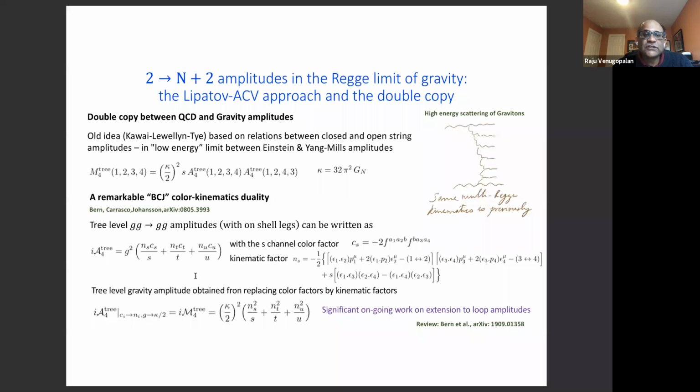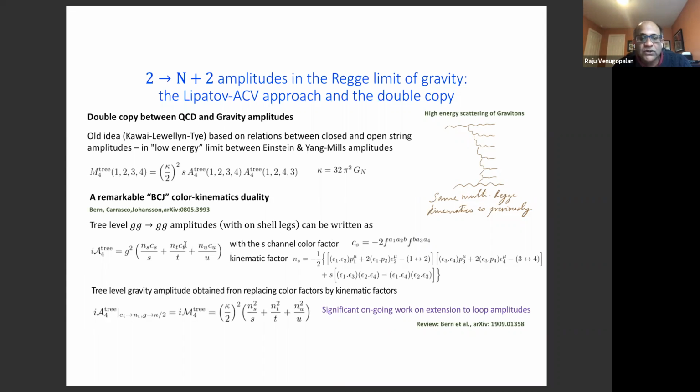And then there was an explosion of interest following a remarkable observation by Bern, Carrasco, and Johansson, BCJ. They argued that if you compute in QCD the tree level gluon-gluon amplitude, in a kinematics where the external legs are on shell, you can write down this tree level amplitude as a product of kinematic factors n_s in the s channel times the color factors in the s channel divided by s, and likewise for the t and u channels, the Mandelstam variables. You can write it in this very nice way, where the color factor is given by this, and then you have some kinematic factor in terms of the polarization tensors and the four momenta in this 2-to-2 process.